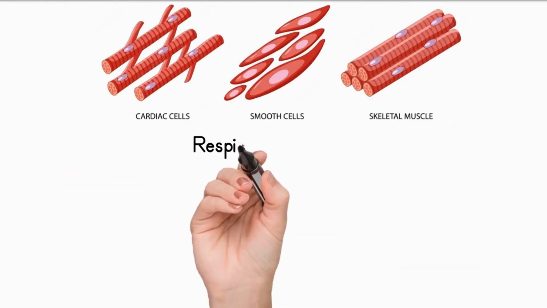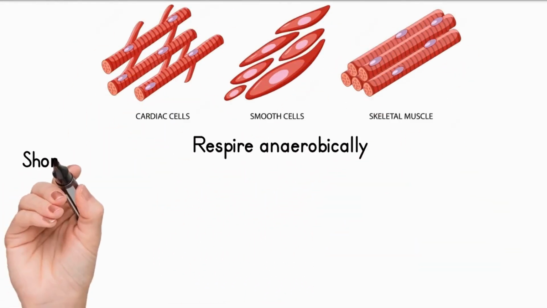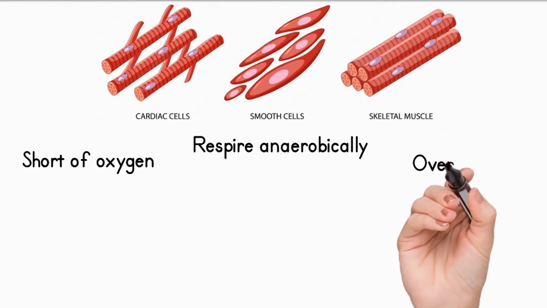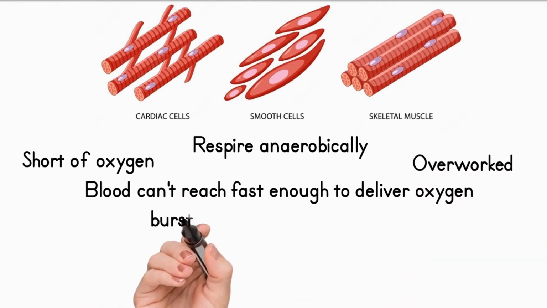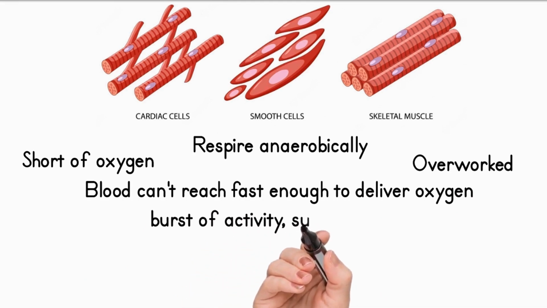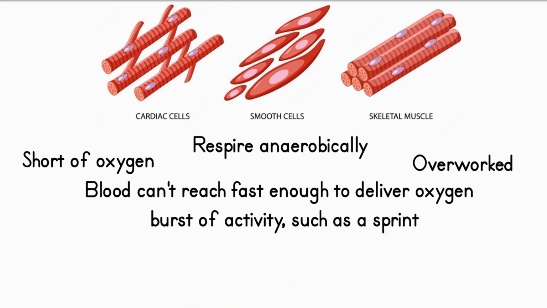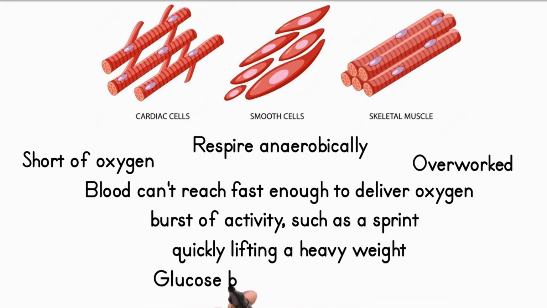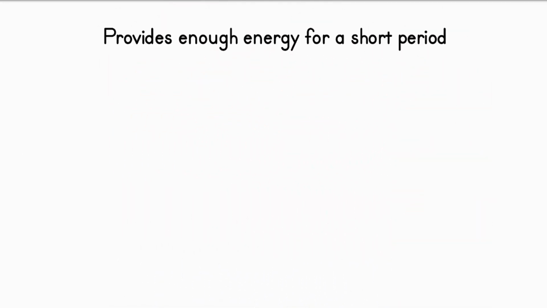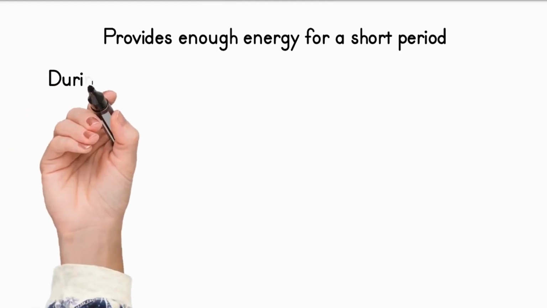Muscle cells can also respire anaerobically when they are short of oxygen. If muscles are overworked, the blood cannot reach them fast enough to deliver enough oxygen for aerobic respiration. This happens when a person does a burst of activity such as a sprint or quickly lifting a heavy weight. This time the glucose is broken down into a substance called lactate. Anaerobic respiration provides enough energy to keep the overworked muscles going for a short period.